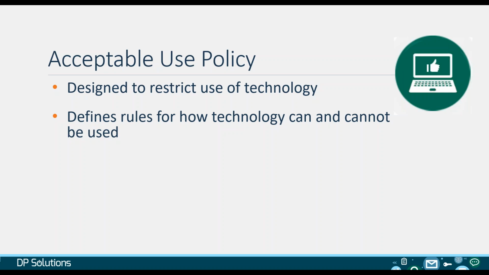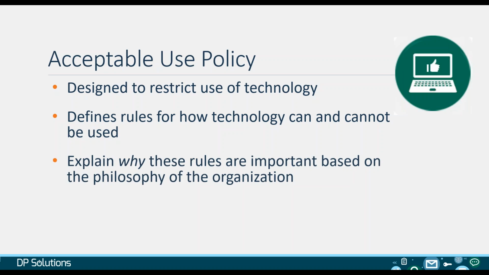It shouldn't just define how technology can't be used, but also how it should be used, right? We share this sensitive data with this third party because they're a business partner with us and they have the right to access this data, right? We're creating the rules both for and against the use of technology.